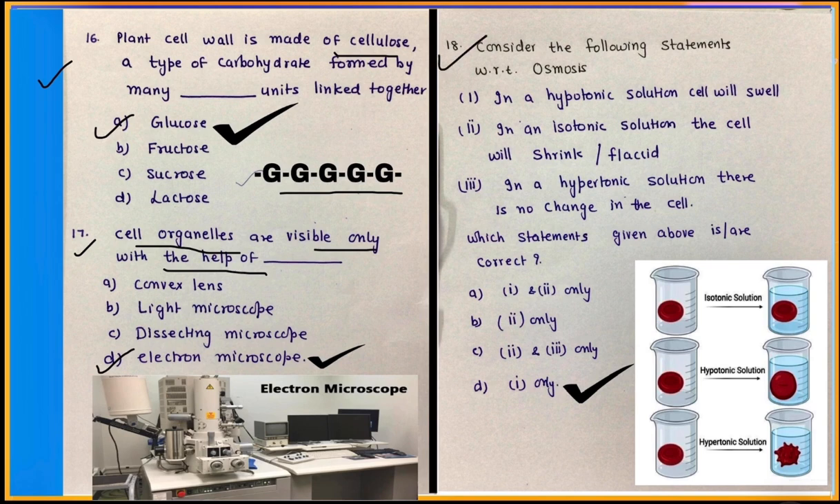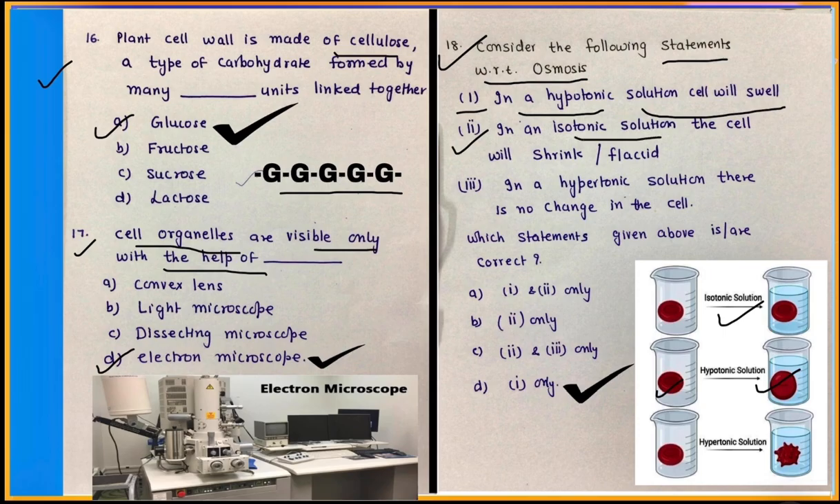Question number 18. Consider the following statements with respect to osmosis. Number 1. In a hypotonic solution, the cell will swell. Yes, this is the correct answer. Cell का size बड़ा हो जाता है hypotonic solution में. Number 2. In an isotonic solution, the cell will shrink or flaccid. No, this is wrong. There is no change in the size of cell in isotonic solution.